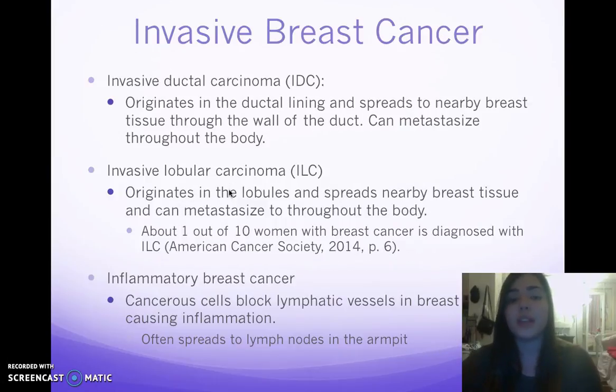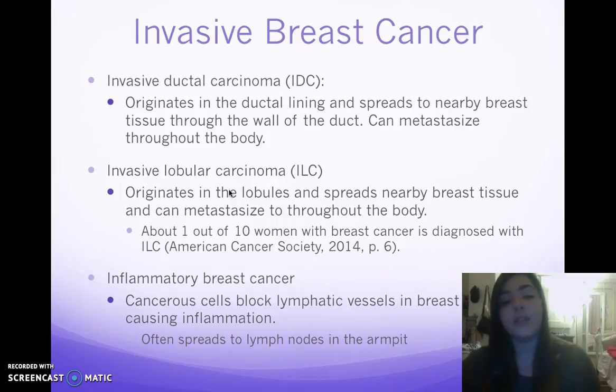So for invasive breast cancers, there are invasive ductal carcinomas, which originate in the ductal lining and have spread to the nearby breast tissue. This can metastasize throughout the body. And then invasive lobular carcinoma, which originates in the lobules and has spread to the nearby tissues. About 1 in 10 women diagnosed with breast cancer is actually diagnosed with invasive lobular carcinoma.